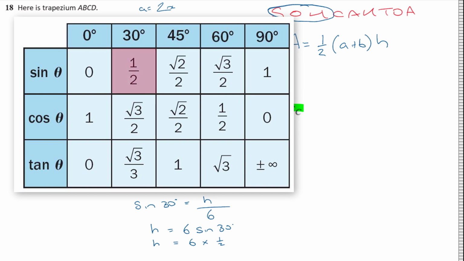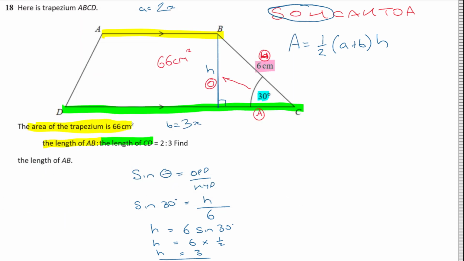Now there's no way around it. You're going to have to memorize this table. There are tricks to it. I'm sure your teacher's told you a few, but otherwise, you need to remember it somehow. So H is equal to 3.